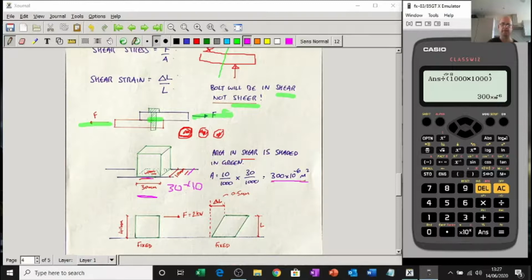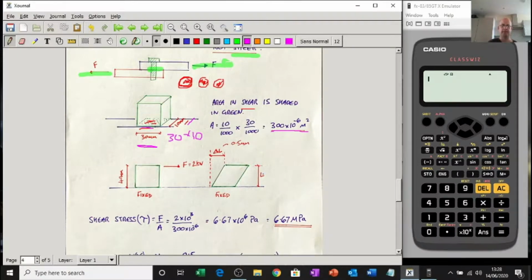30 by 10 gives you 300, and then if you add 10 to the minus 6 on the end, that would be cool. Don't do this, which people will do, because everybody does. 30 times 10, and they go, well, Morgan told me there's 1,000 millimeters in a meter, so I'll just divide that area by 1,000. But you can't do that, because that 300 is an area, not a length. So just convert into meters first. So that's the area we're going to use when we're doing force over area.